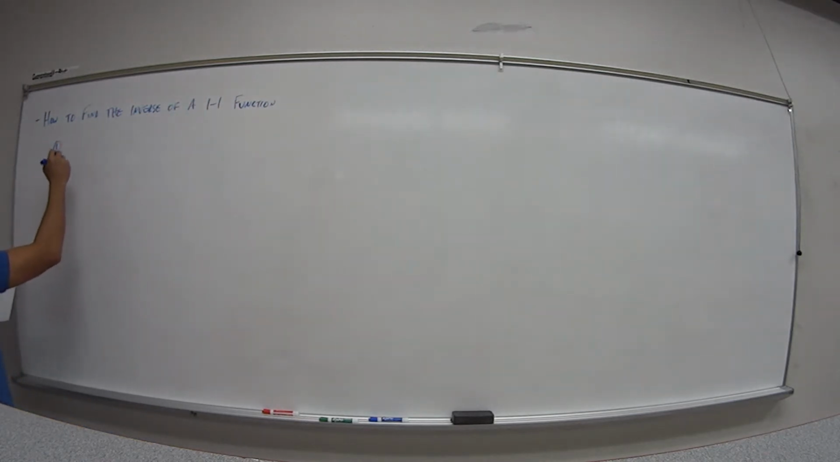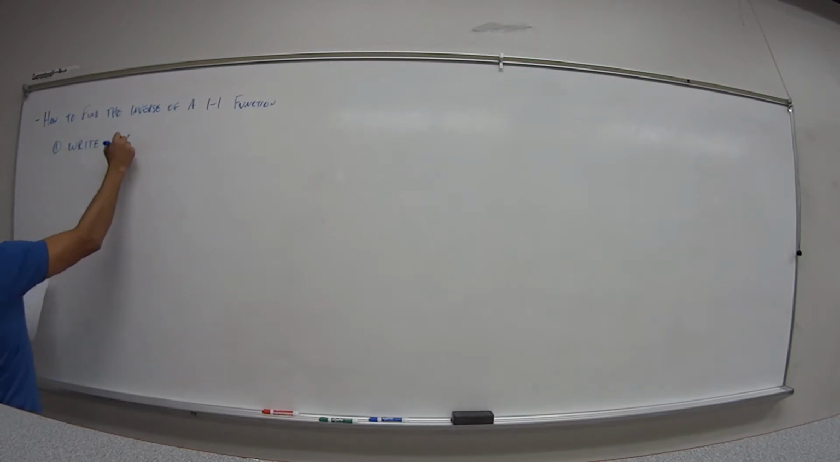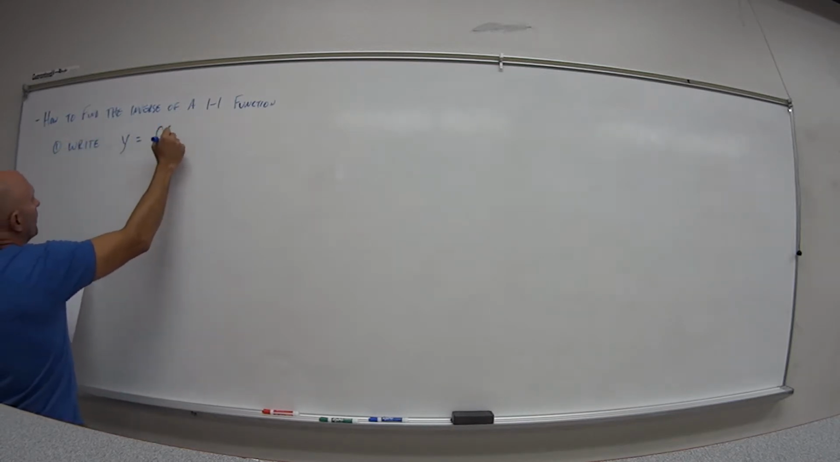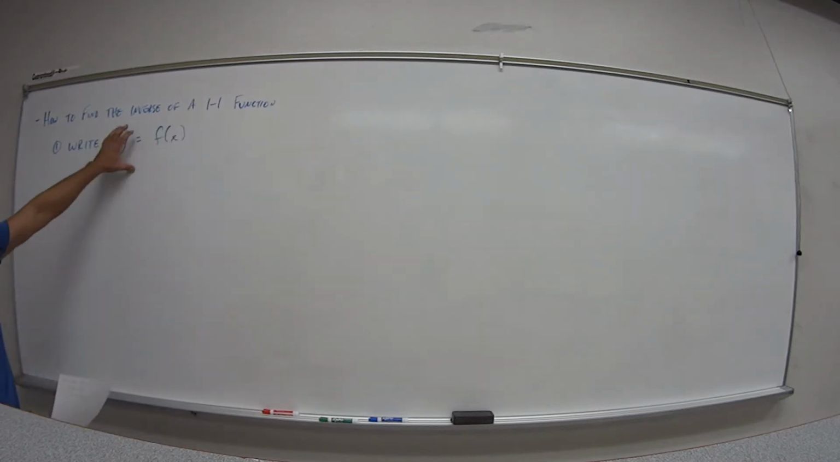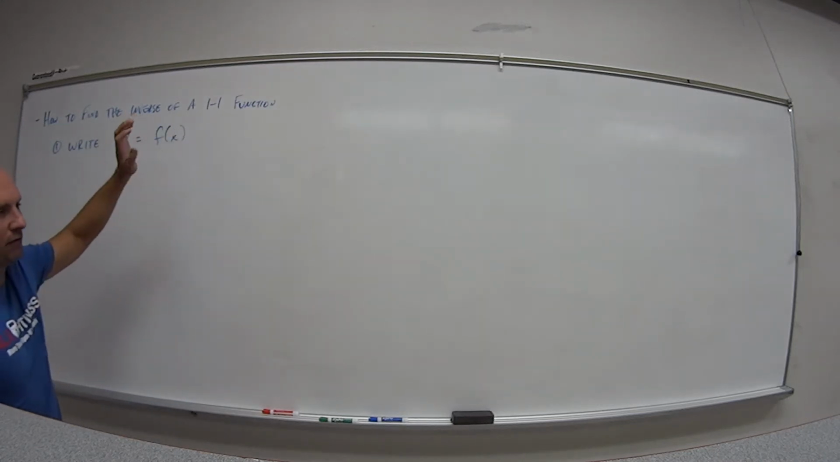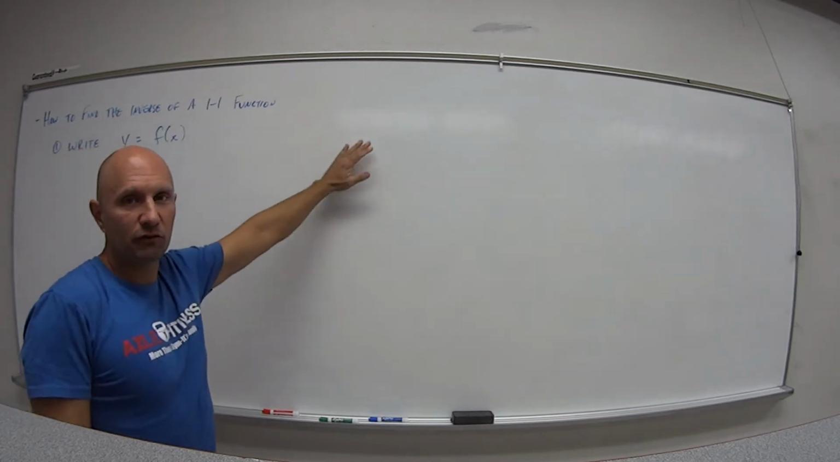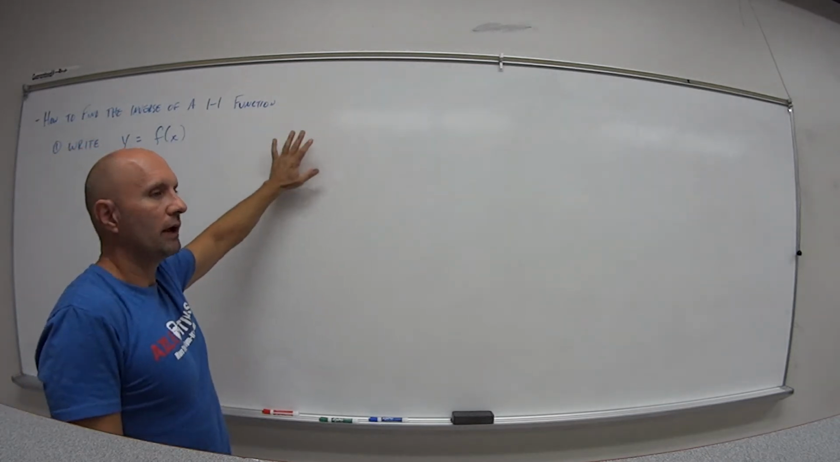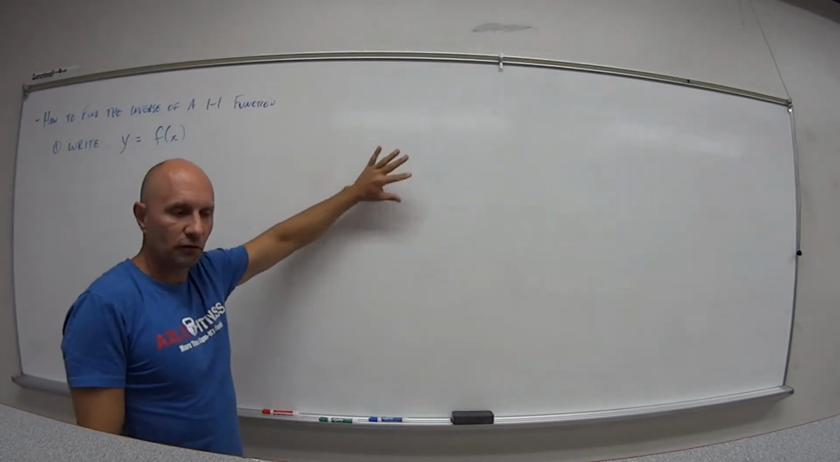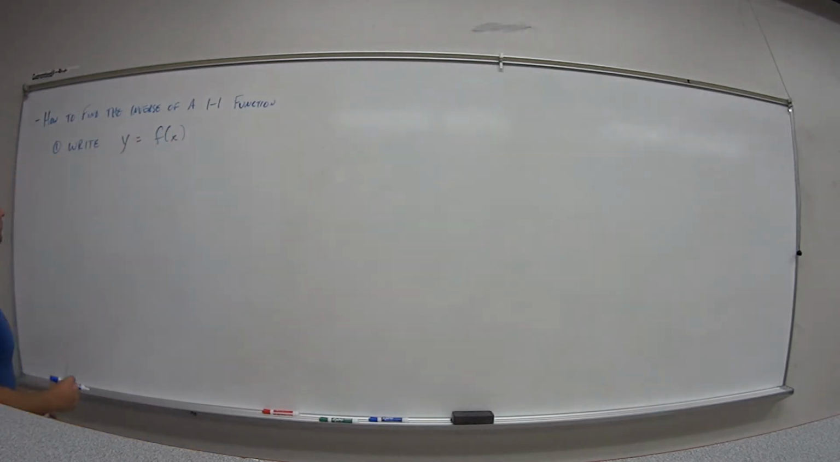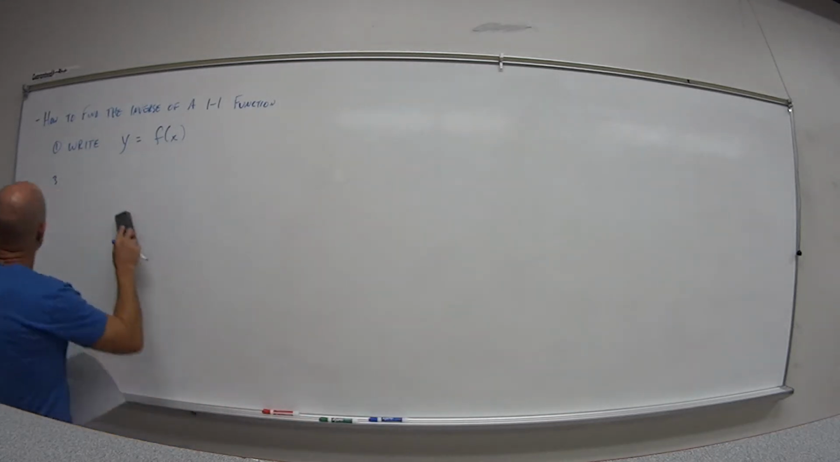So first off, we're going to write y equals whatever the function is. We're going to add a y into the equation now. So we might have had f of x equals x to the third. Well, now we're going to write y equals x to the third. We're going to get rid of the f of x. We're going to replace it with a y. Whoops, number 2, not number 3.